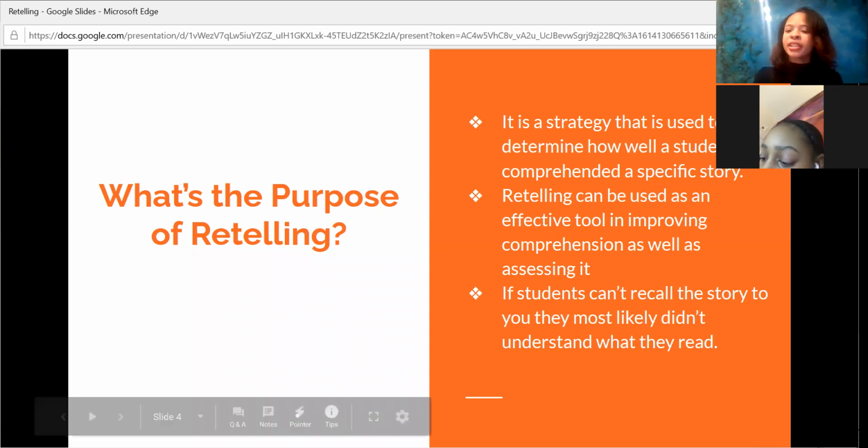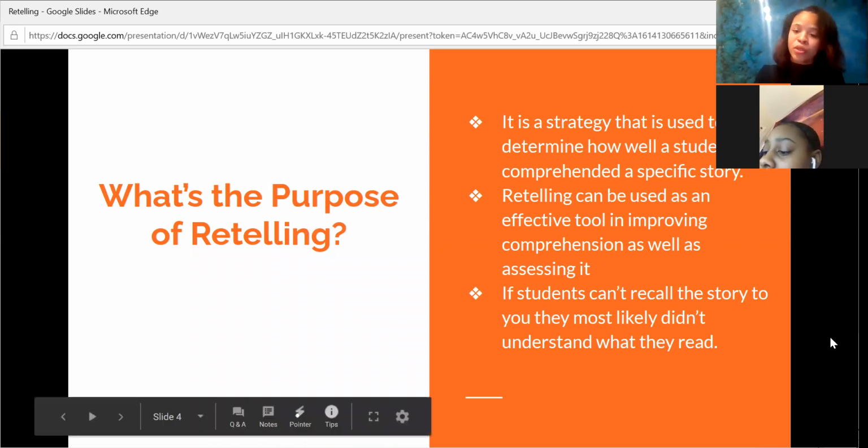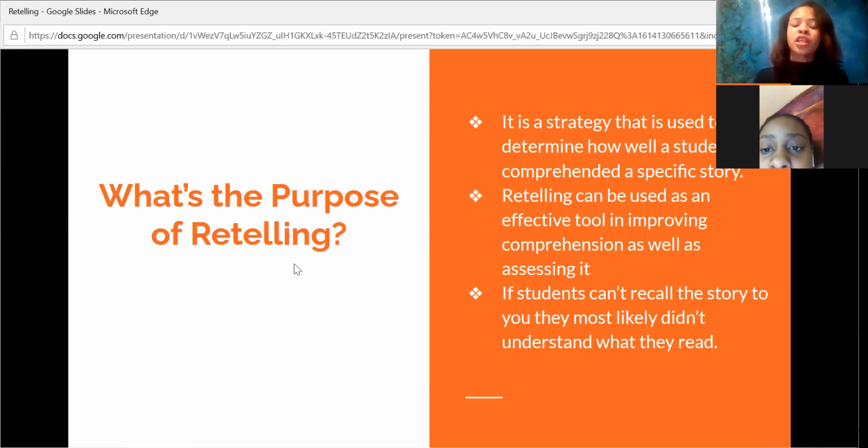So what's the purpose of retelling? Of course, everything has to have a purpose to it. So the purpose of retelling is, it is a reading strategy that is used to determine how well a student comprehends a specific story. It can be used as an effective tool in improving comprehension, as well as I can use retelling to assess you. And if you're not able to recall a story, 9 times out of 10, that means you most likely did not understand what you read. Because if you cannot retell what happened in that story, then it kind of means that you did not comprehend it. So if you don't comprehend it, what do you think you might need to do, Tamara? If you don't get it, yep, you might need to reread the story.